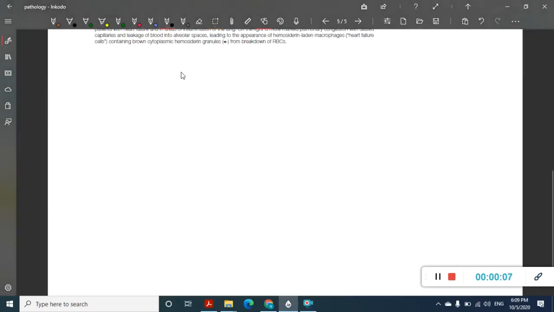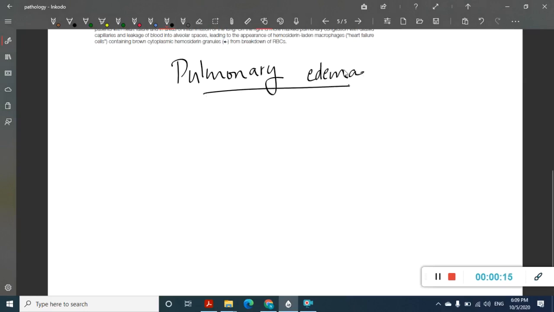Now let us learn about pulmonary edema. Actually, this pulmonary edema is a medicine topic. Here I am going to show you the pictures of pulmonary edema. So I am not going into any details. I am just going into the details which are necessary for pathology.